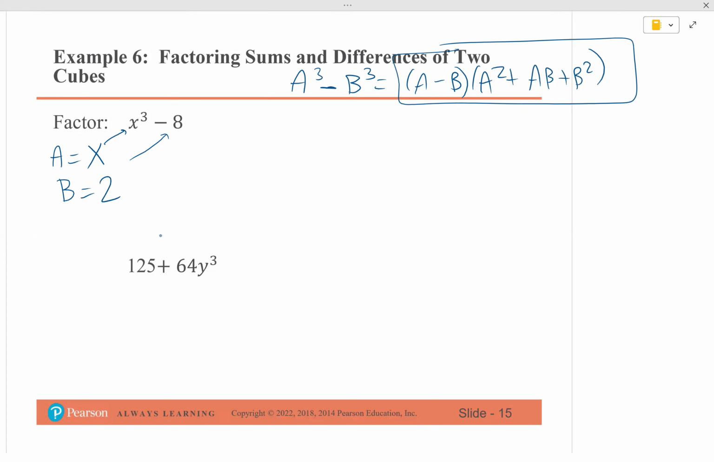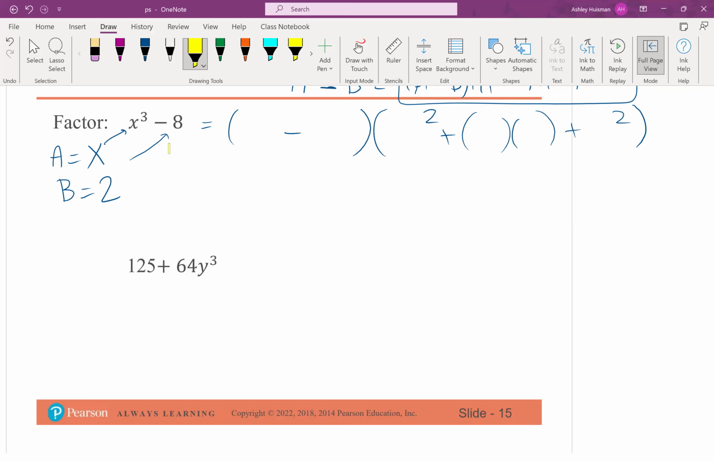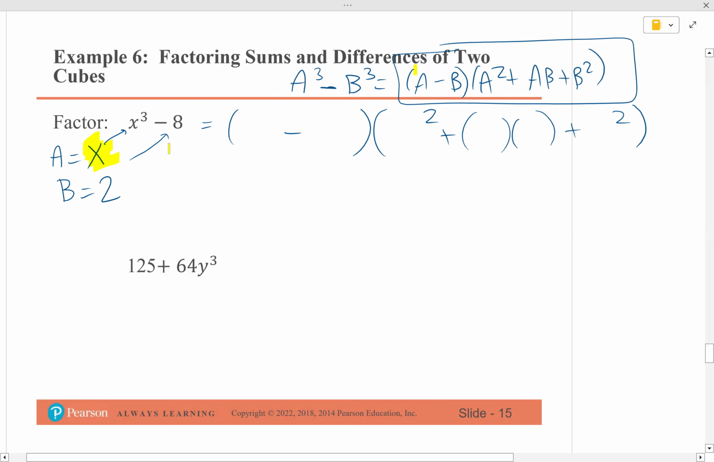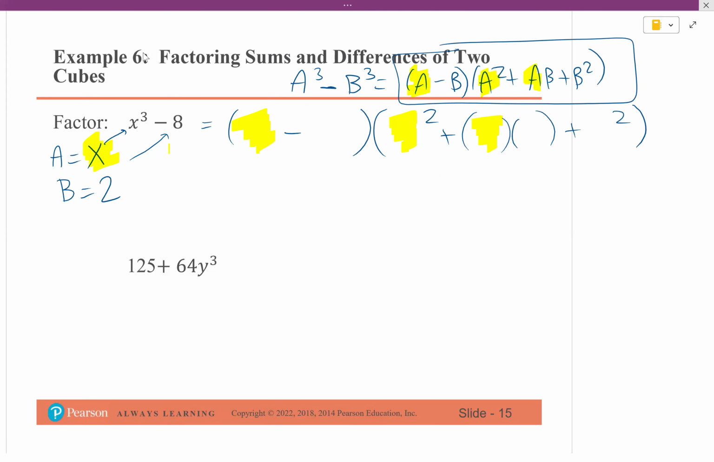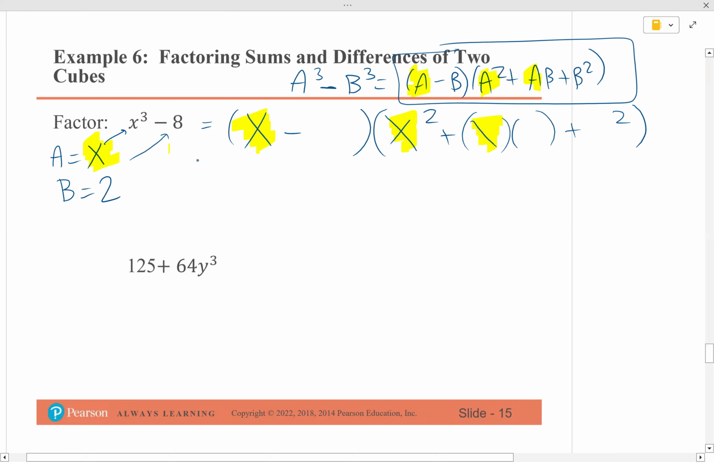So you're just filling in this formula. I'm just going to rewrite this formula, a minus b, but leave the a and b out. A minus b times a squared plus a times b plus b squared. And I'm going to fill in every a from that formula with x, and every b from that formula with 2. There were a's here, here, and here, but I'm going to replace a with x, because in my particular example, I have an x. X, x, x.